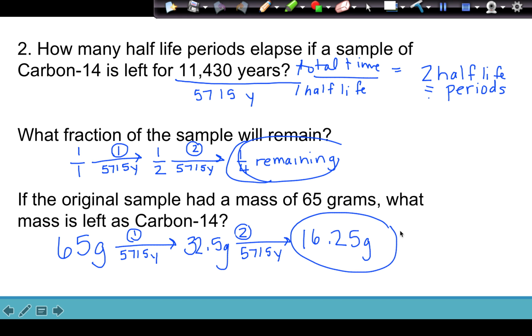So now, what happens to that other percentage, that 75% that is not staying as carbon-14? Well, that's what we're going to do on the next slide.